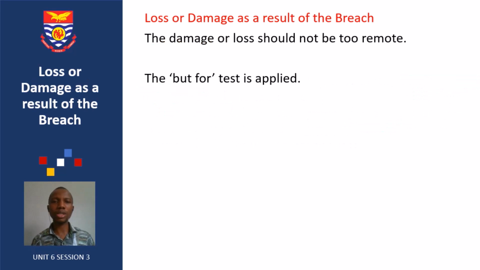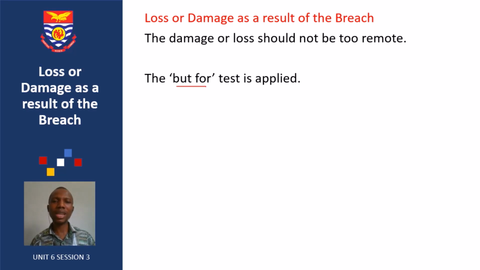Now, when there's a breach, there's going to be loss or damage. How do you determine that this damage can be recovered from the defendant? Now, what you have to do is that you use what you call the but-for test. Is the damage or loss too remote? Remember, if it is too remote, the person cannot recover those losses. Now, before you can ascertain that, you have to use the but-for test.